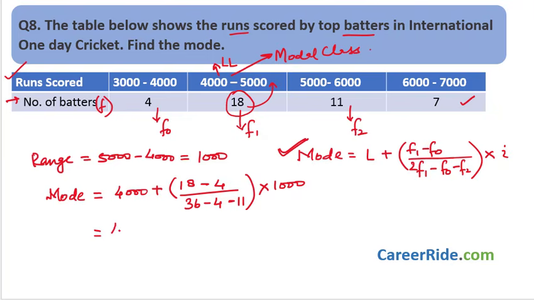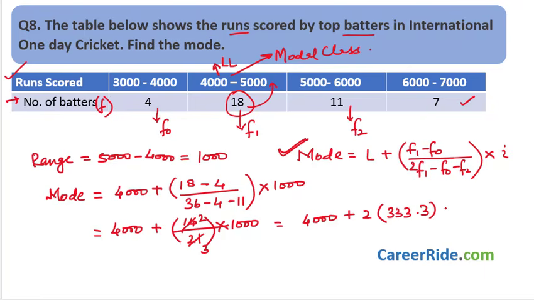So can we calculate it now? There's nothing difficult about it now. You can easily do it. So this becomes 18 minus 4 is 14, divided by 36 minus 15, that is equal to 21, and this is multiplied by 1000. So what does this give me? 7 twos are 14, 7 threes are 21. So this is equal to 4000 plus twice of 1000 by 3 is what?